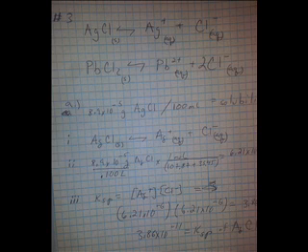Then part A asks us to write the equation. So we've already done that. I went ahead and rewrote it again here in part A. Silver chloride solid at equilibrium with silver ion and chloride ion. Part B asks us to calculate the solubility.